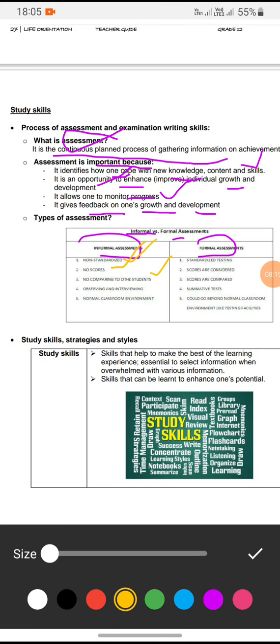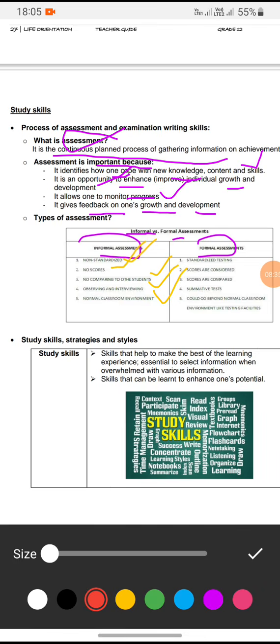Observing and interviewing, normal classroom environment. Yeah, so let's get to the formal ones.